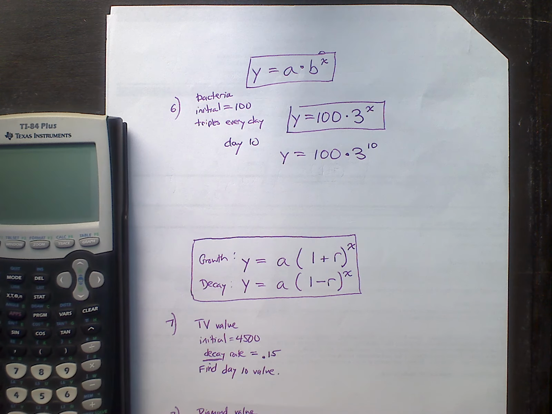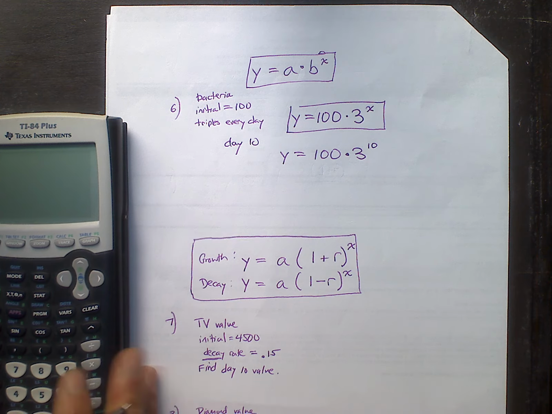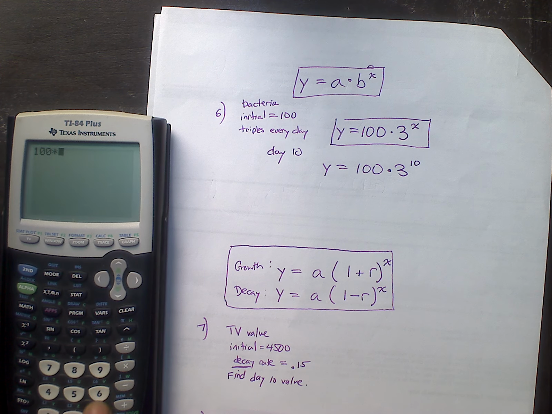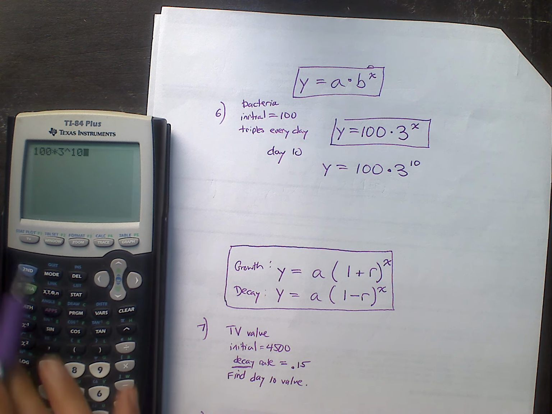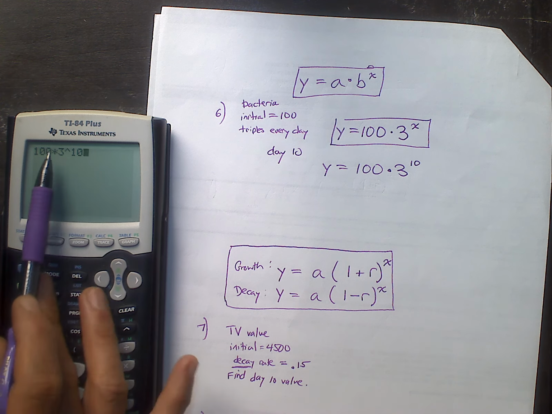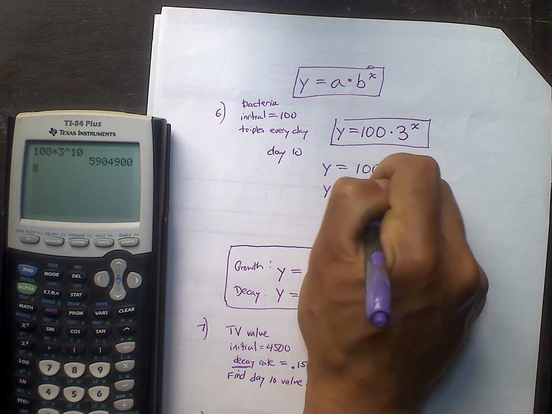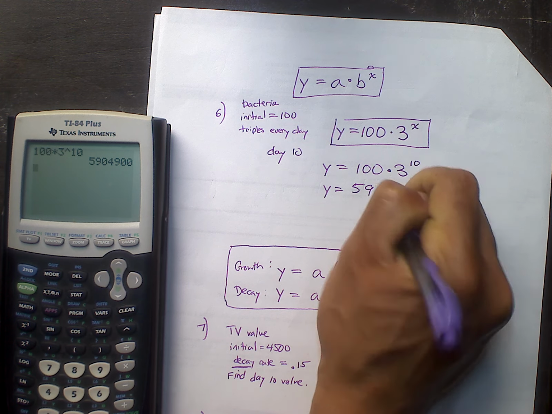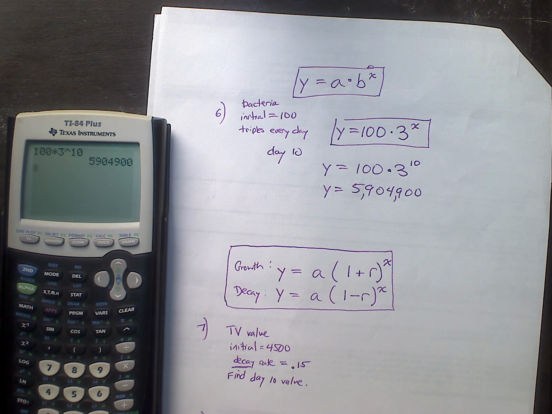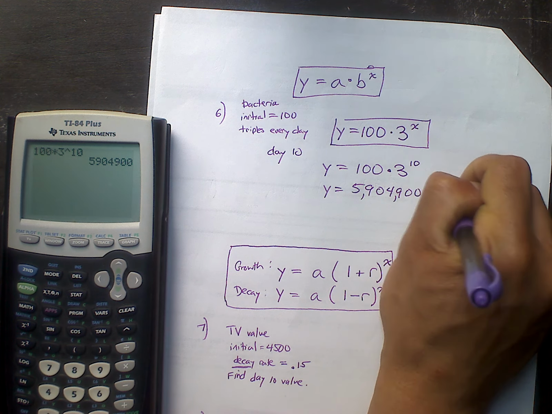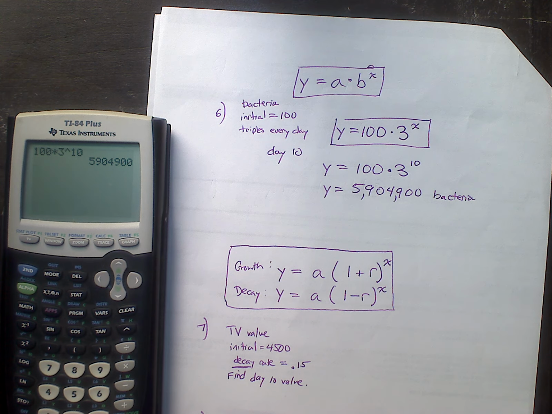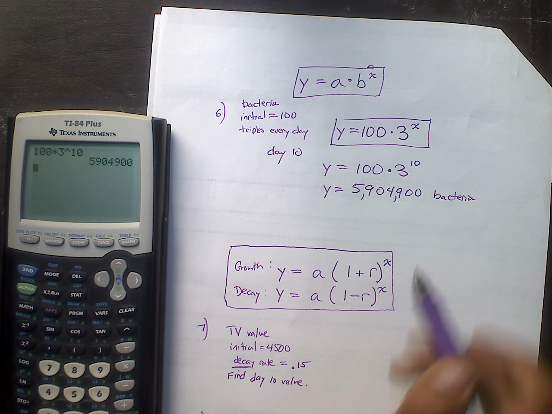Then on your calculator or on your Google calculator, 100 times 3 raised to the 10. Notice that this calculator and scientific calculators can do order of operations, so I can type it all in one step. So the number of bacteria after 10 days looks like it'll be 5,904,900 bacteria. And as we all know, exponential growth starts off very slow, but as it goes on, the numbers get very, very large quickly.